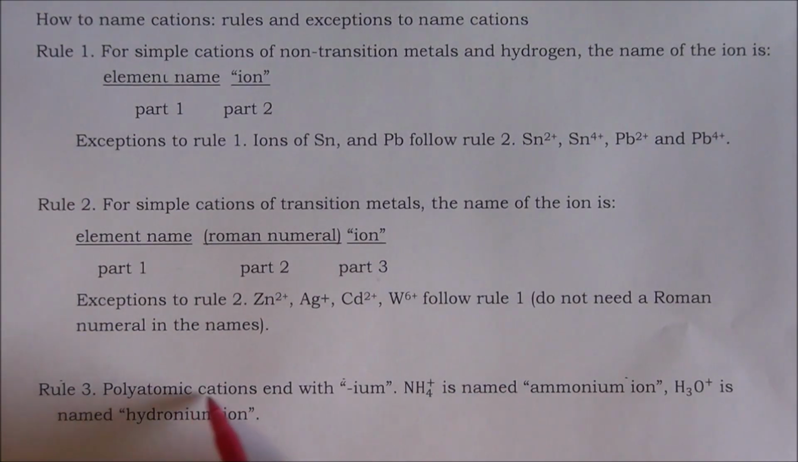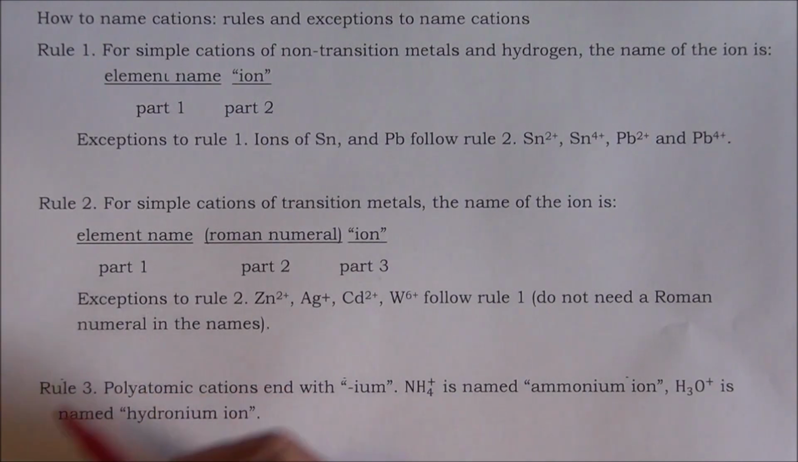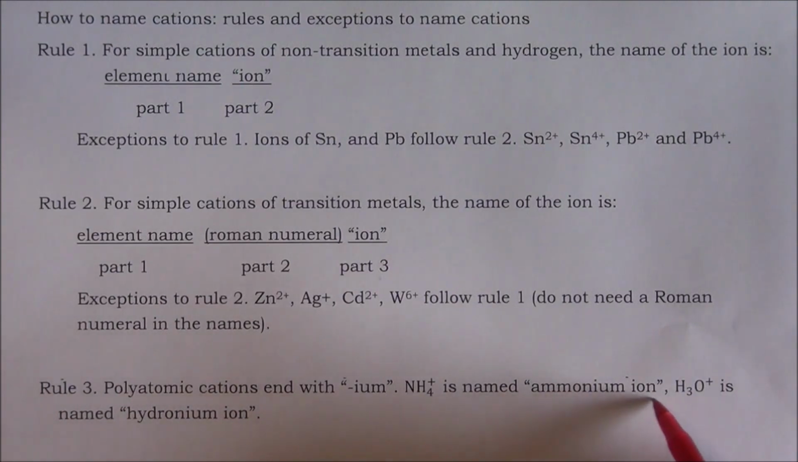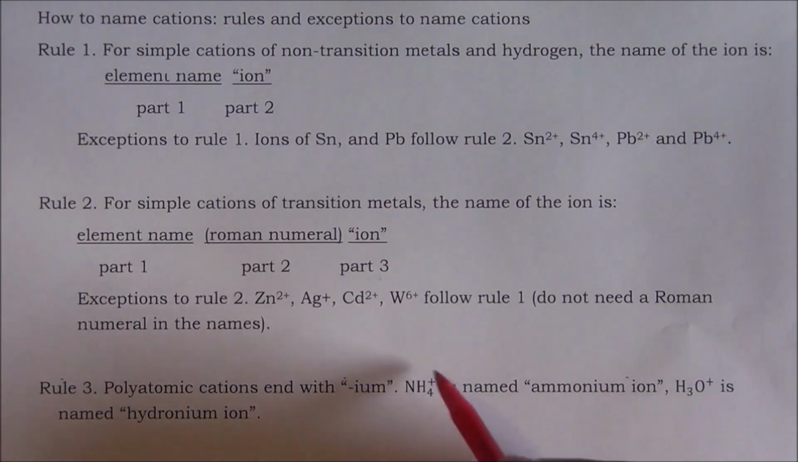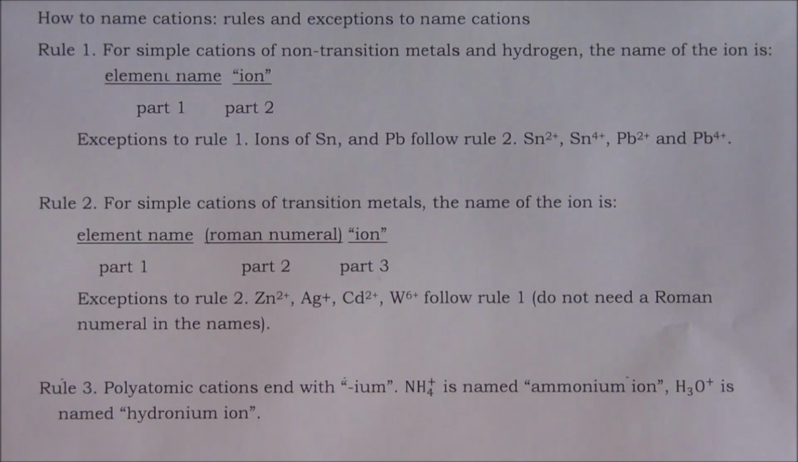When we name polyatomic cations, we need to use rule number 3. Generally, the names of polyatomic cations end with IUM. For example, for NH4+, the name is ammonium ion. For H3O+, the name is hydronium ion. But since these 2 polyatomic cations are the only cations you will encounter in this class, even if you don't remember the rule, as long as you remember the names of these 2 ions, you should be fine.